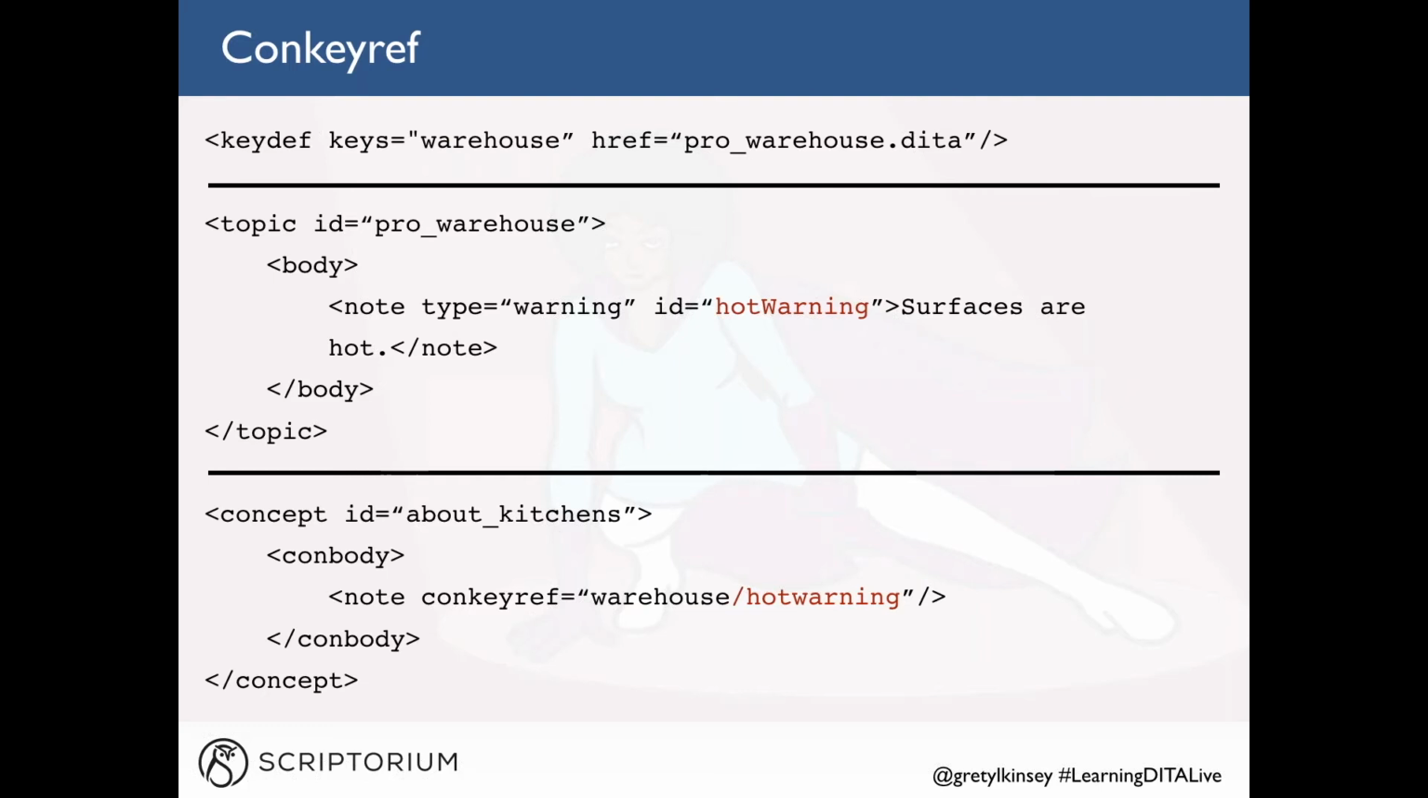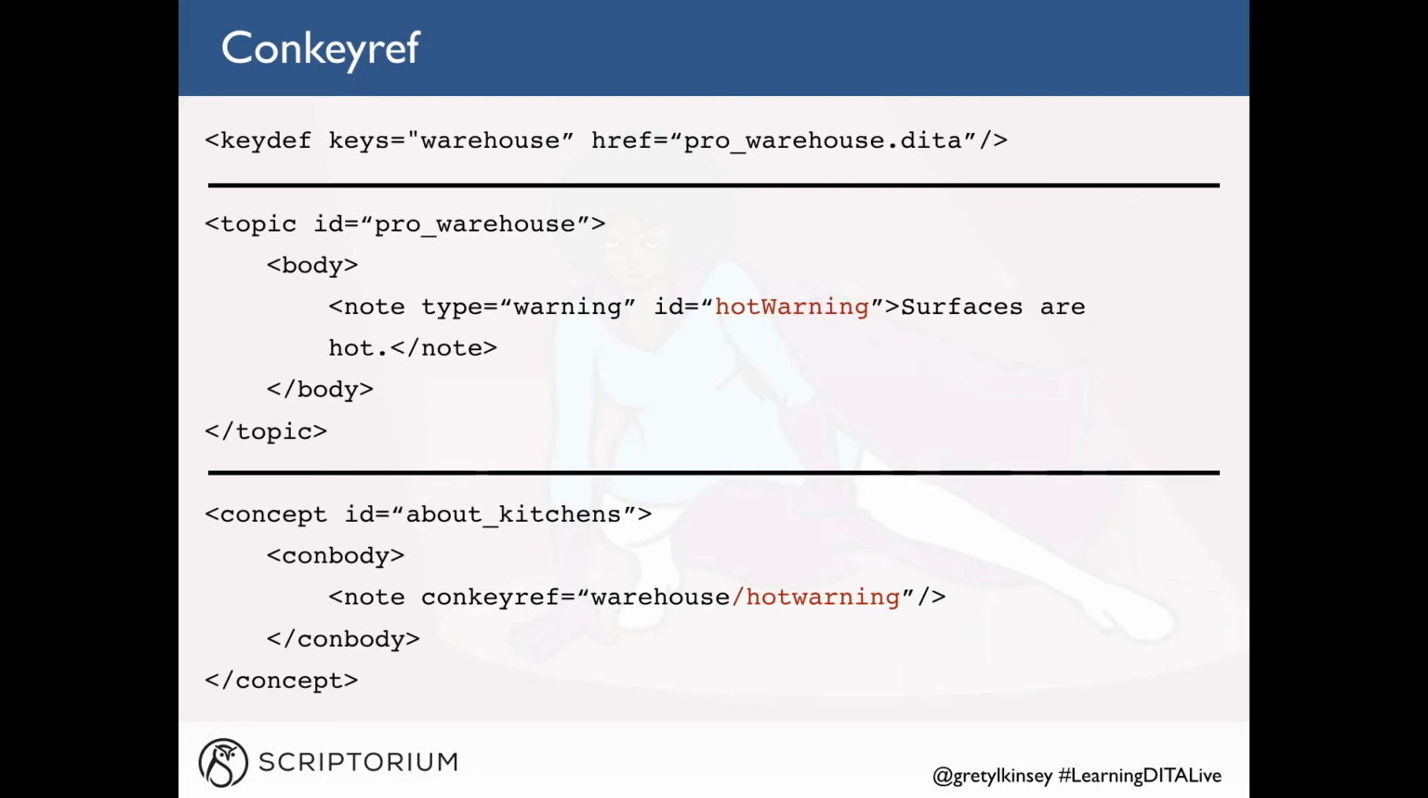Then the second part of our conkeyref value is a slash and then the ID of the element you're referencing. So this is similar to what we saw before with conrefs. And in this case, we can see that our ID matches hot warning. It matches the ID attribute that's on that note in the warehouse topic.